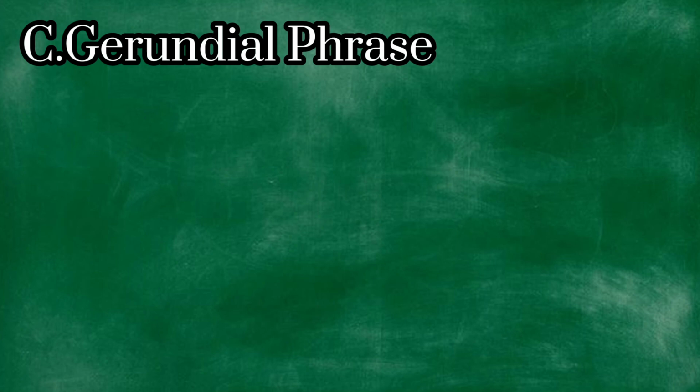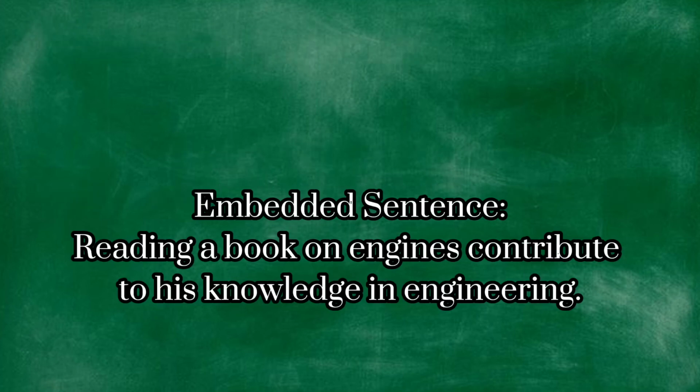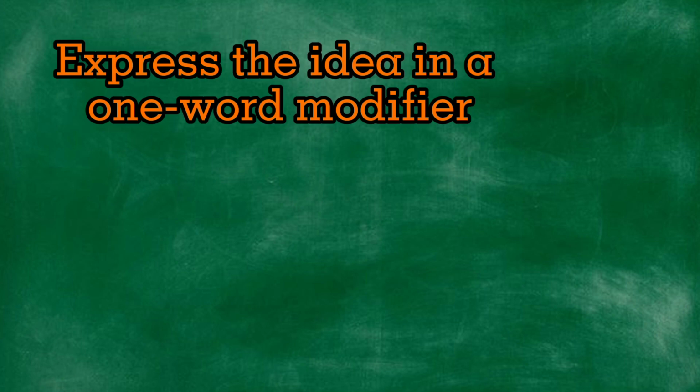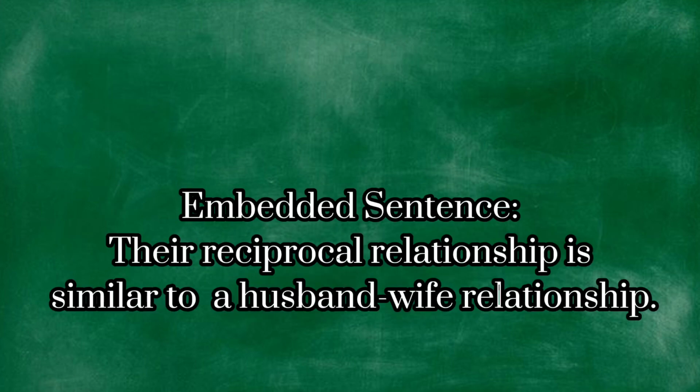Gerundial phrase. For example, he is reading a book on engines that will make him more knowledgeable about engineering. Embedded sentence: reading a book on engines contributes to his knowledge in engineering. One-word modifier. For example, the relationship between the two engineering firms is similar to a husband-wife relationship. It is reciprocal. Embedded sentence: the reciprocal relationship is similar to a husband-wife relationship.